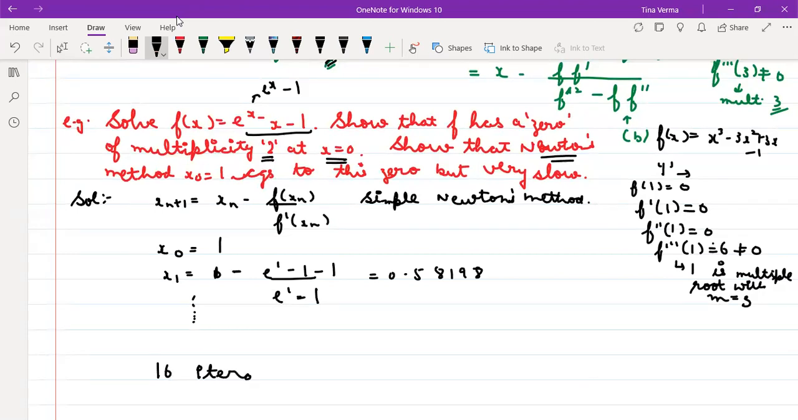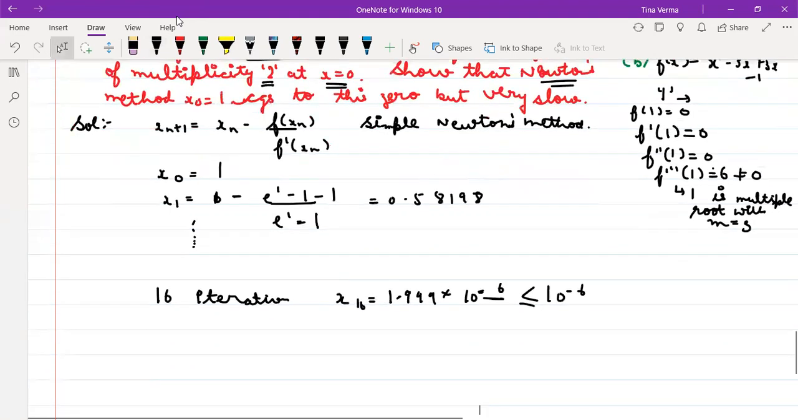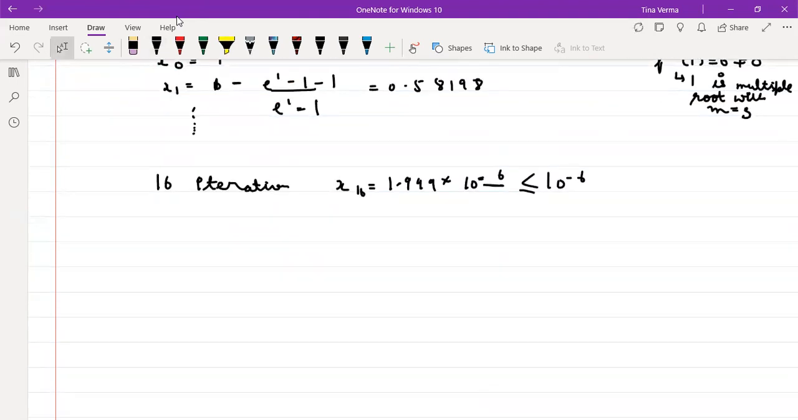And if you perform 16 iterations, even then your answer is less than 10 raised to the power minus 6. Whatever your answer is, the 16th iteration is coming out to be 1.949 into 10 raised to the power minus 6. So here your error is this. But now you know that your multiplicity at x is equal to 0 is 2.